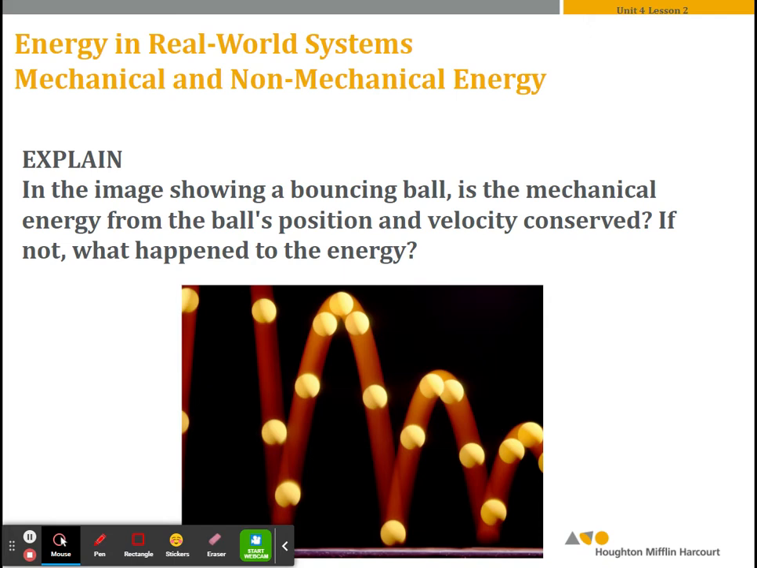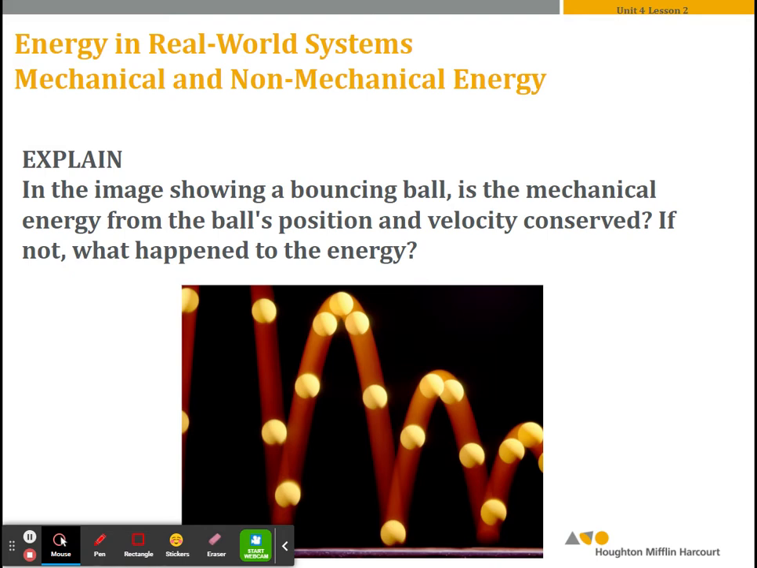So if something's heating up, then that means energy must be involved. If we just have kinetic and potential energy transformations between these two types and transfer from one object to another, where's this heat coming from? Well, let's look at it in the case of a bouncing ball. In this image showing a bouncing ball, is the mechanical energy from the ball's position and velocity conserved? If not, what happened to the energy?